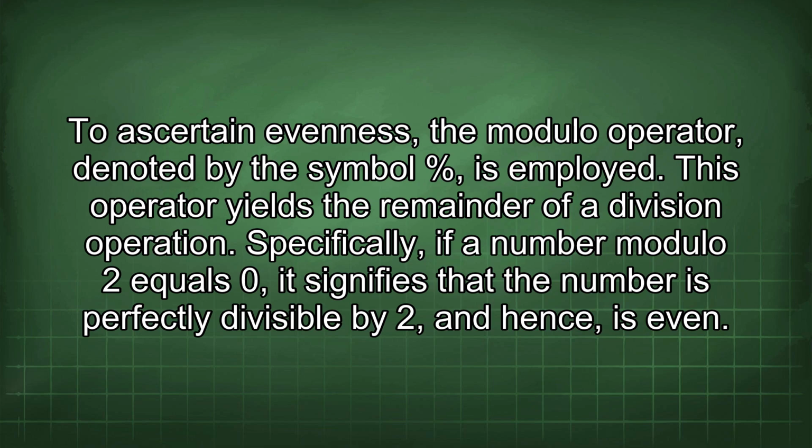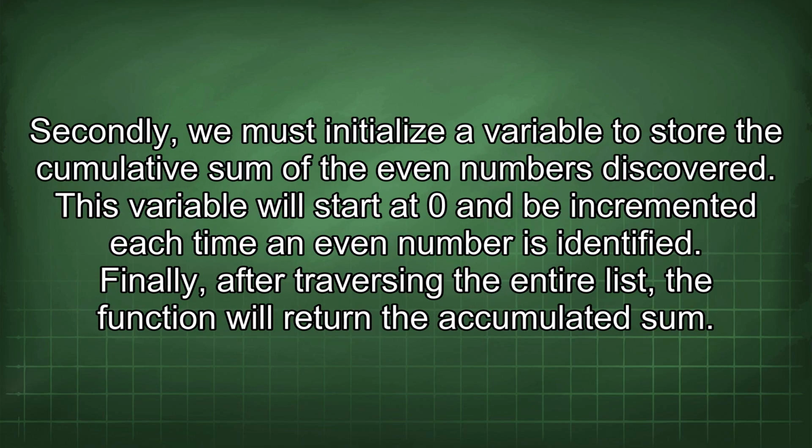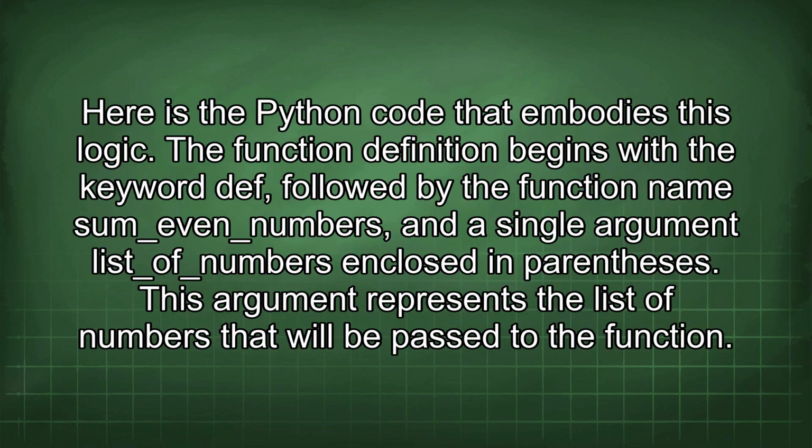is even. Secondly, we must initialize a variable to store the cumulative sum of the even numbers discovered. This variable will start at 0 and be incremented each time an even number is identified. Finally, after traversing the entire list, the function will return the accumulated sum. Here is the Python code that embodies this logic.